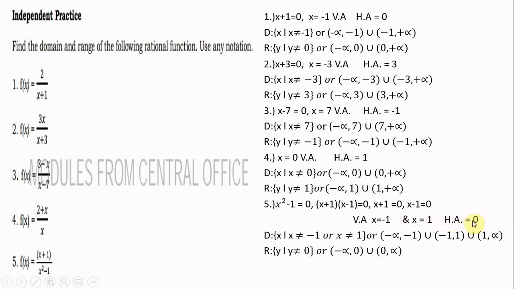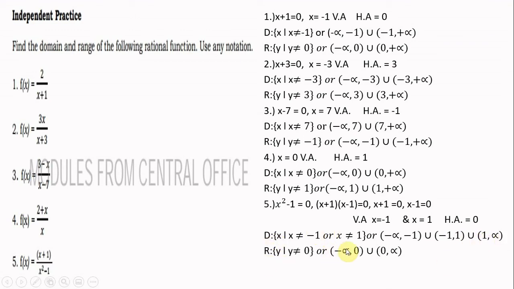Now, our horizontal asymptote is 0, since the degree of the numerator is less than the degree of the denominator. The numerator has a degree of 1, and the denominator has a degree of 2, so our horizontal asymptote is 0, or the x-axis. Now, for our vertical asymptotes, there are two numbers, negative 1 and positive 1. So our domain is the set of x such that x should not be equal to negative 1, or x not equal to positive 1. Or in interval notation, negative infinity and negative 1, union negative 1 and 1, union 1 and positive infinity.